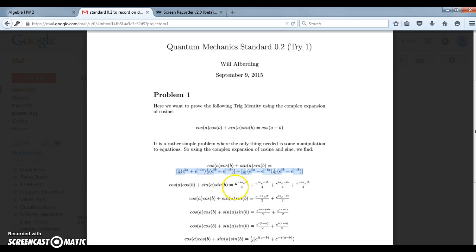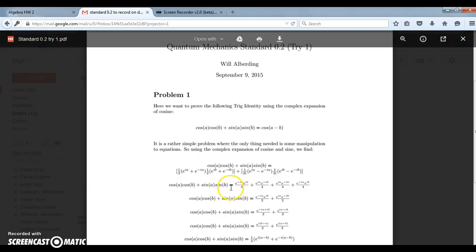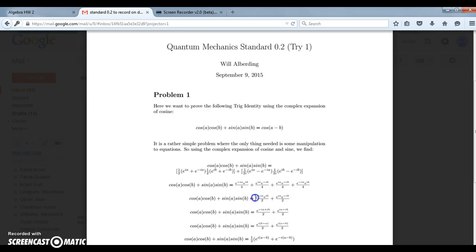In the next step, I've multiplied out the 1 over 2i times 1 over 2i from up here, and that gave me a negative 1 over 4 out front, which then allowed me to cancel out a couple of terms and left me with these 4 terms right here. I then simply just added the like terms together to get these 2 terms.